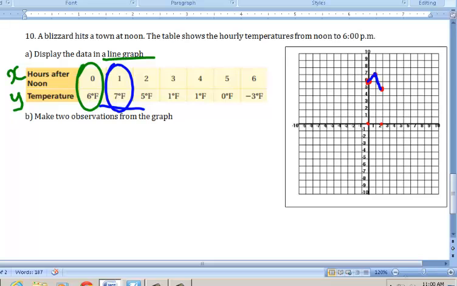And I want you to finish plotting the rest of the 4 points and connect the line and finish the line graph. Also, you need to make 2 observations for the graph. Go ahead, finish up with the lesson, and I'll see you next class.